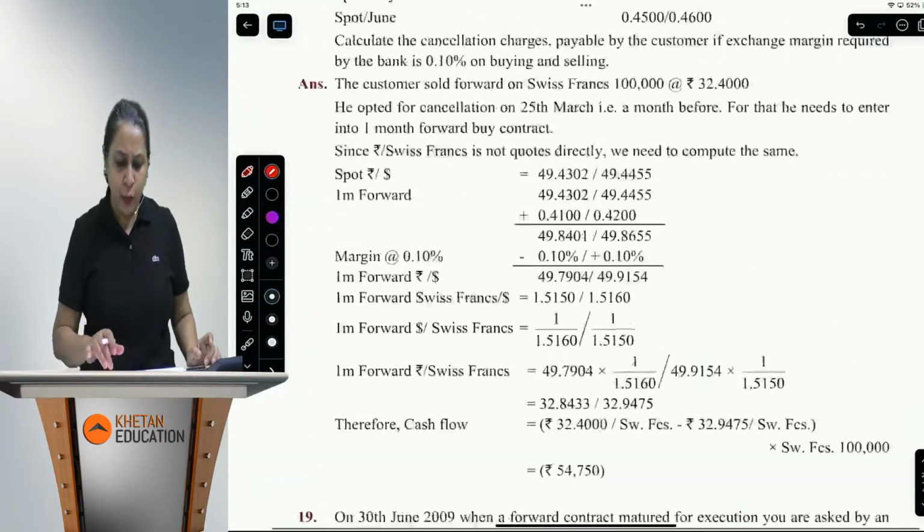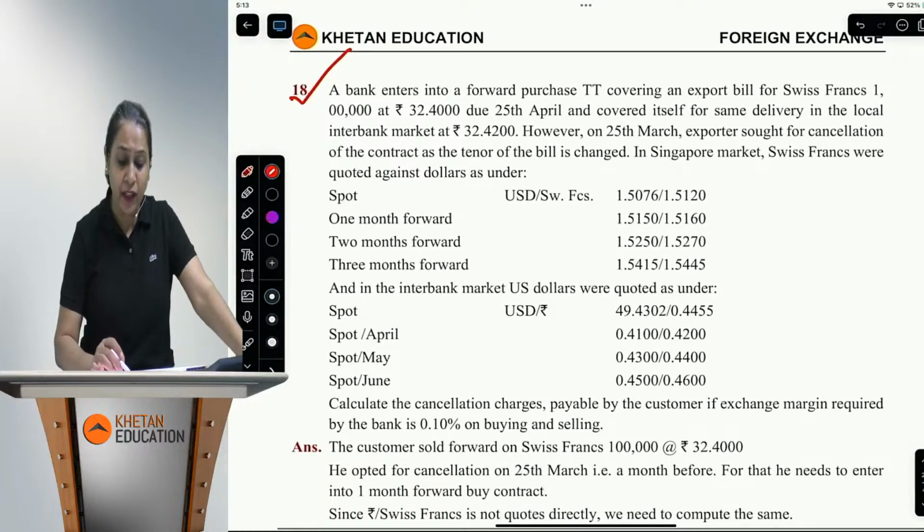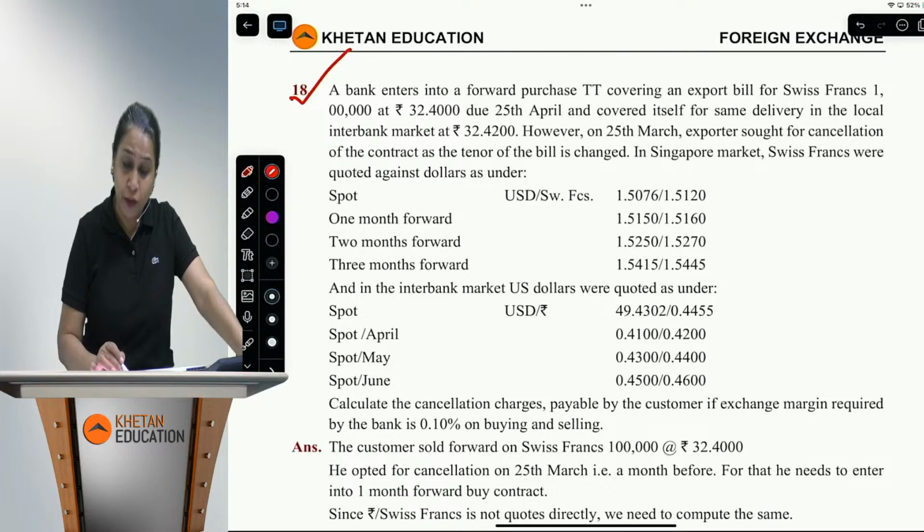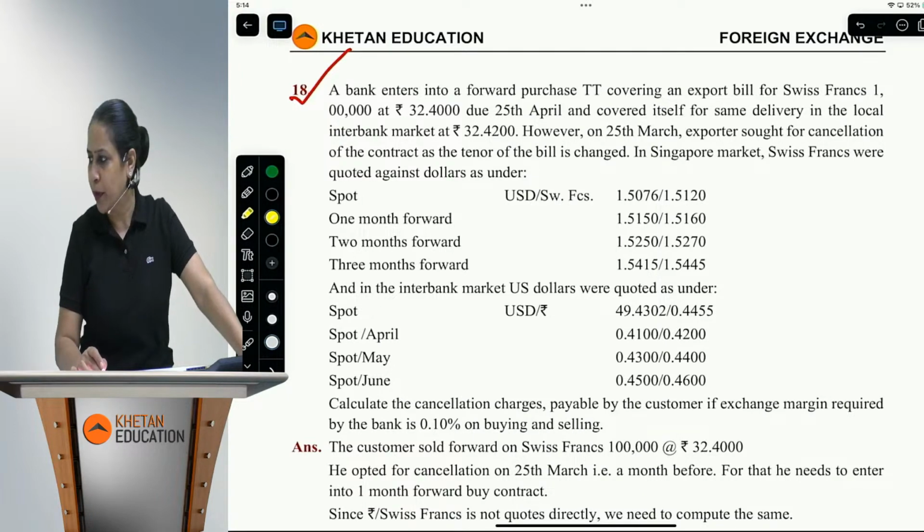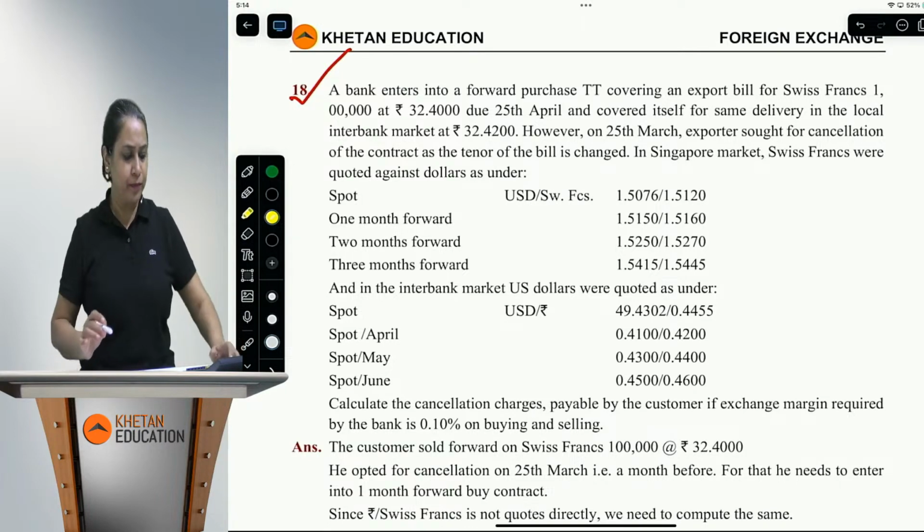Now, the question in front of you is: a bank enters into a forward purchase TT covering an export bill for Swiss franc 1 lakh at rupees 32.4 due 25th April and covered itself for same delivery in the local interbank market at 32.42. Did you understand? Let me tell you one thing. A bank enters into a forward TT covering an export bill. Can you please tell me whether this question is of receivable or payable?